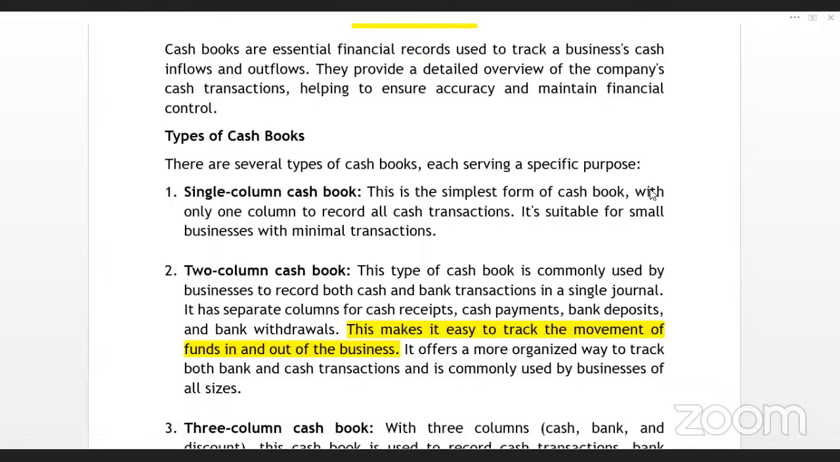It's a book of original entry that records cash, bank, and discounts. Thank you so much.